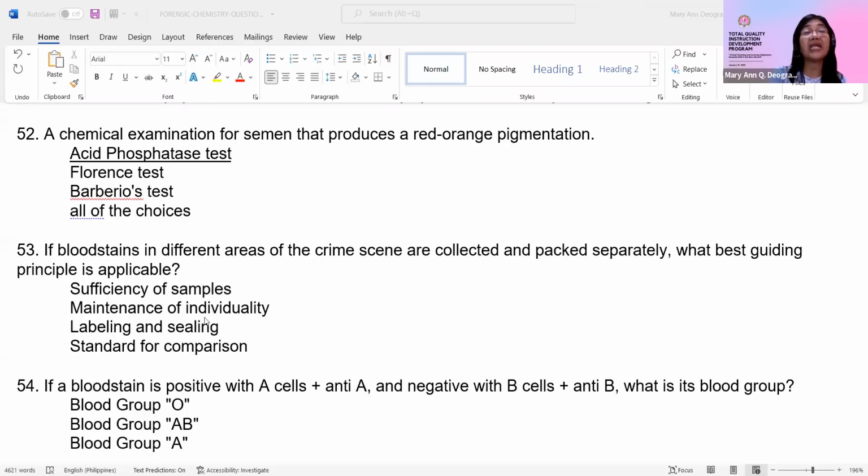Is it maintenance of individuality? Is it labeling and sealing? Standard for comparison. Oh, you can read between the lines eh. So ang sagot, letter B, maintenance of individuality. Collect and pack separately. So there should be a separation of blood stains coming from the different areas of the crime scene. So maintenance of individuality ang sagot.